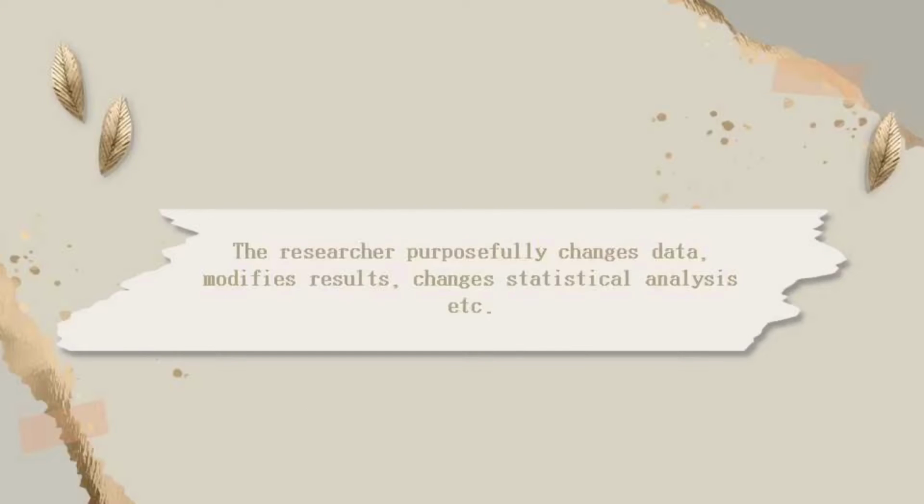The researcher purposefully changes data, modifies results, changes statistical analysis, and so on. In this type of rigor, the researcher intentionally misleads the reader. The researcher can mislead people in a variety of ways, such as by fabricating data, results, or statistical analysis. The researcher may present fake data that he or she did not collect in reality. This form of rigorlessness is considered research misconduct, fraud, and a crime.